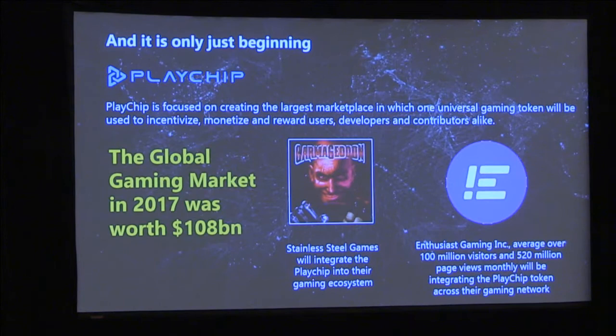This particular company, Playchip, is working with Enthusiast Gaming, and they have 100 million discrete users every single month. Now, those users, when they want to play on this platform, will have to buy the Playchip token. No longer will they just be buying their equivalent of Candy Crush tokens to get a few free lives. They'll be buying Playchip tokens. And those tokens will move from platform to platform. But every gamer eventually wants to cash out.